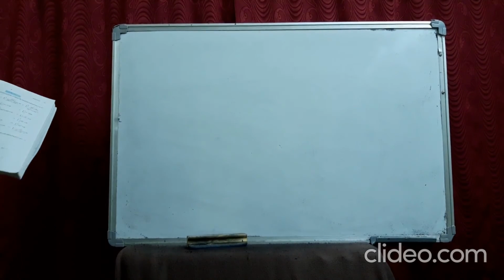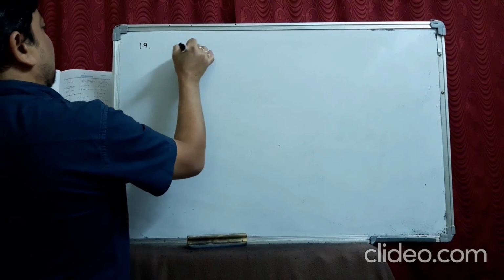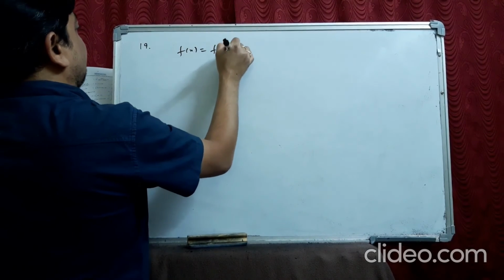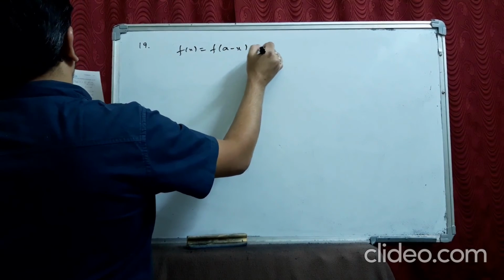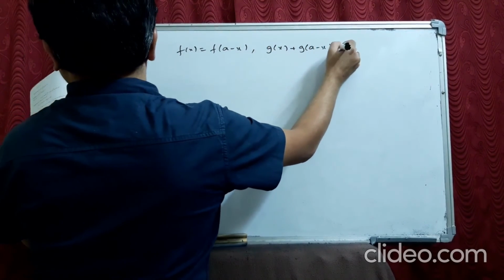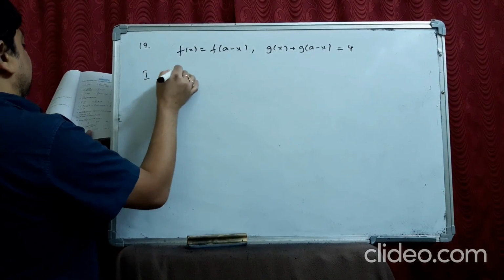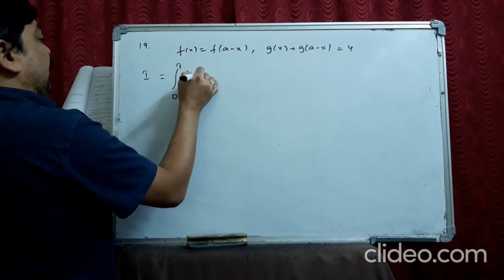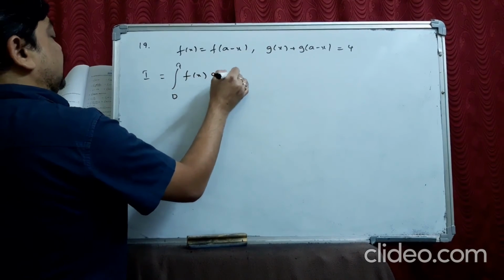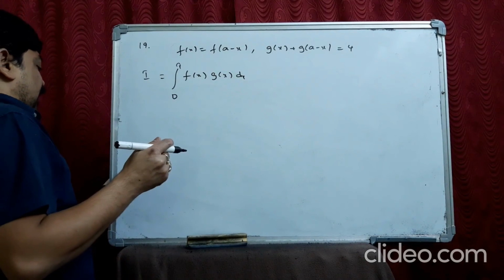See in the 19th question, what did they say? You are given something here. F of x is equal to f of a minus x, and g of x plus g of a minus x is given as 4. And you are given function I is equal to 0 to a fx into g of x dx, you have to prove that it is equal to 2 into 0 to a fx dx.